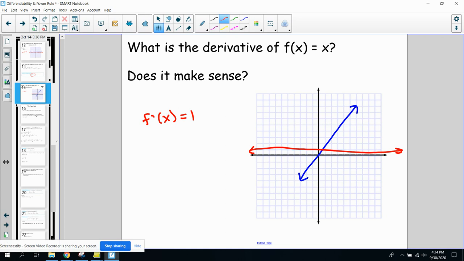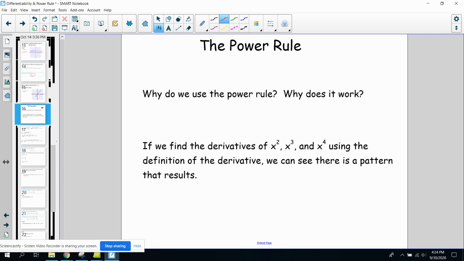So now we're going to get into the power rule. Okay, so the power rule you might have already seen. It is the very easy type of way to find derivatives that meet certain criteria. So why do we use the power rule and why does it work? I am just going to show you. We're not going to go through it. So if you're curious about how this works and why it works, here it is. So you can see it. I'm going to go through it very, very quickly.